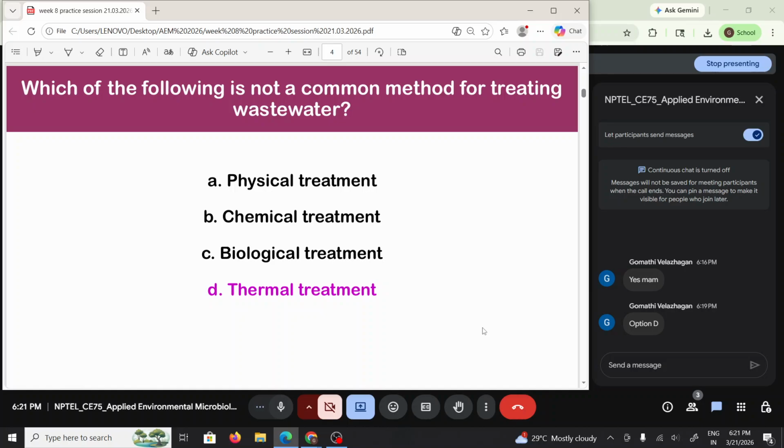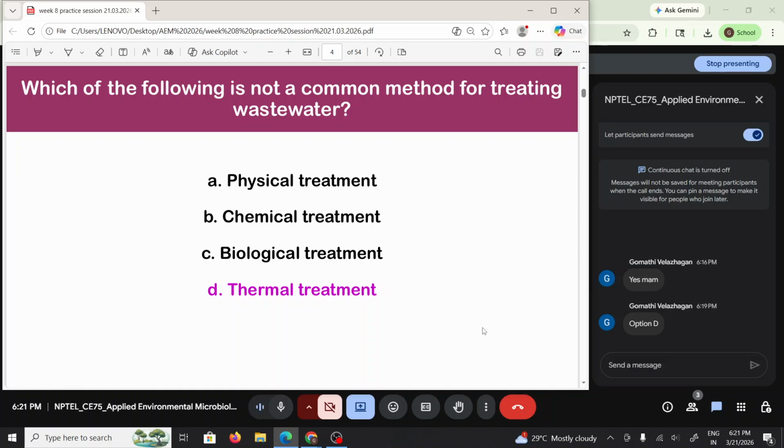When we talk about biological treatment, we know that a wide range of organics could be present in the wastewater, and they can be treated using aerobic or anaerobic processes, which we have seen in previous sessions as well. So that is possible. Thermal treatment is possible, it's not that it's not possible, but we generally don't prefer thermal treatment for wastewater treatment.